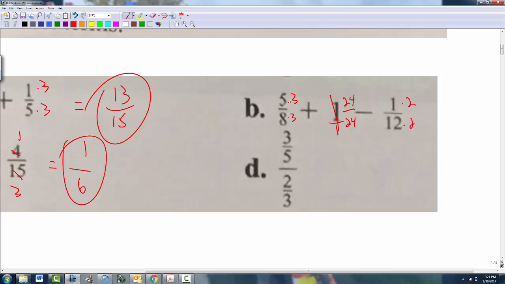Then you can do this real fast. 5 times 3 is 15. You add the numerators. 15 plus 24 is 39, minus 2 is 37, all over the common denominator of 24. Another way you could write this is 1 and what's left over, 13/24ths. Fractions, fourth grade math. You okay?